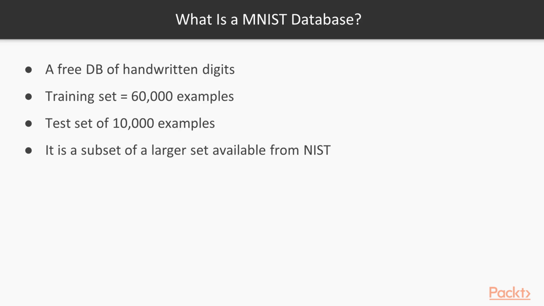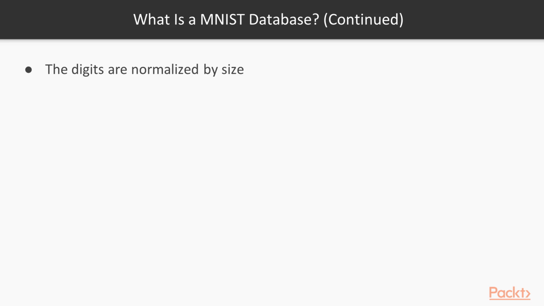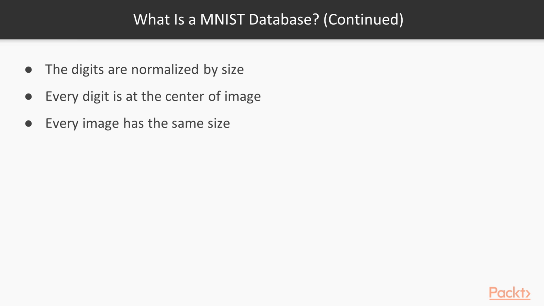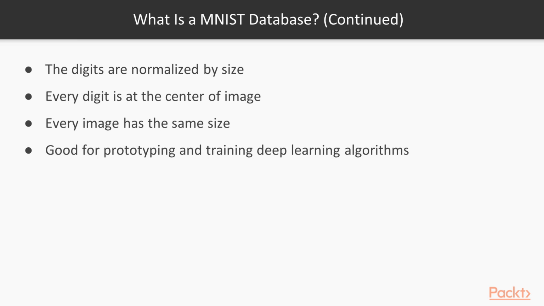It is a subset of a larger set available from NIST. So if you want more data, you can go to that page and download the full data set. Very important for our algorithms is that the digits are normalized by size, so width and height. Every digit is at the center of the image, which is simpler for our deep learning network, and every image has the same size. It is very good for prototyping and training deep learning algorithms.